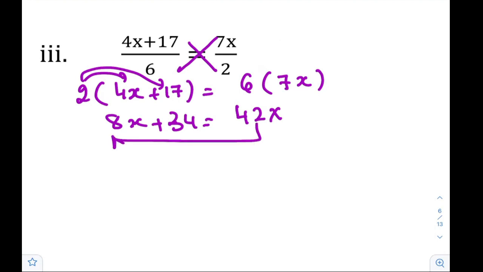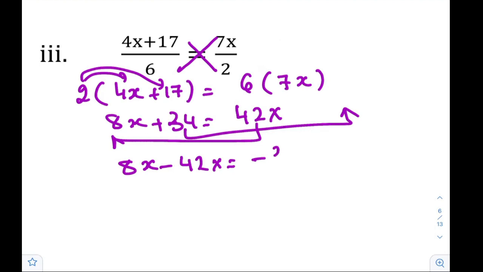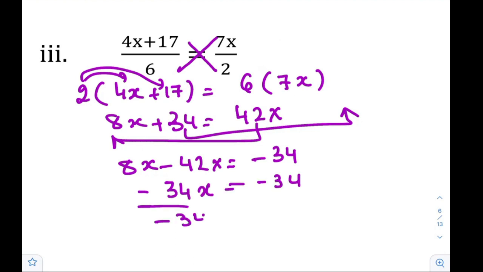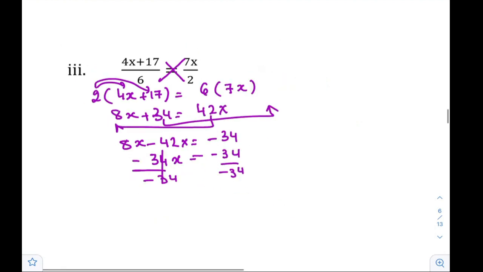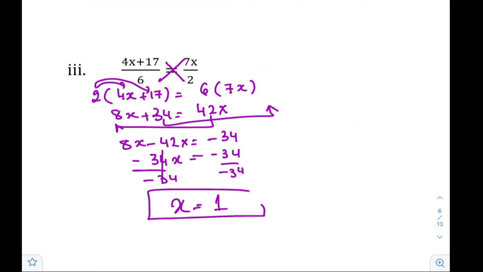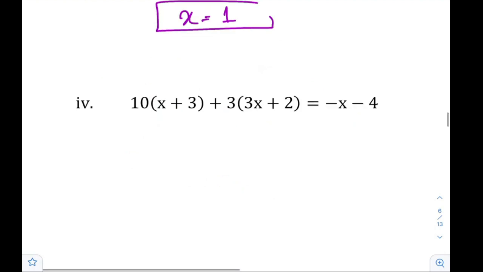I bring the 42 here and the 34 there. 8 minus 42 is negative 34x. And when you divide both sides by the negative 34, x is 1. Next question.